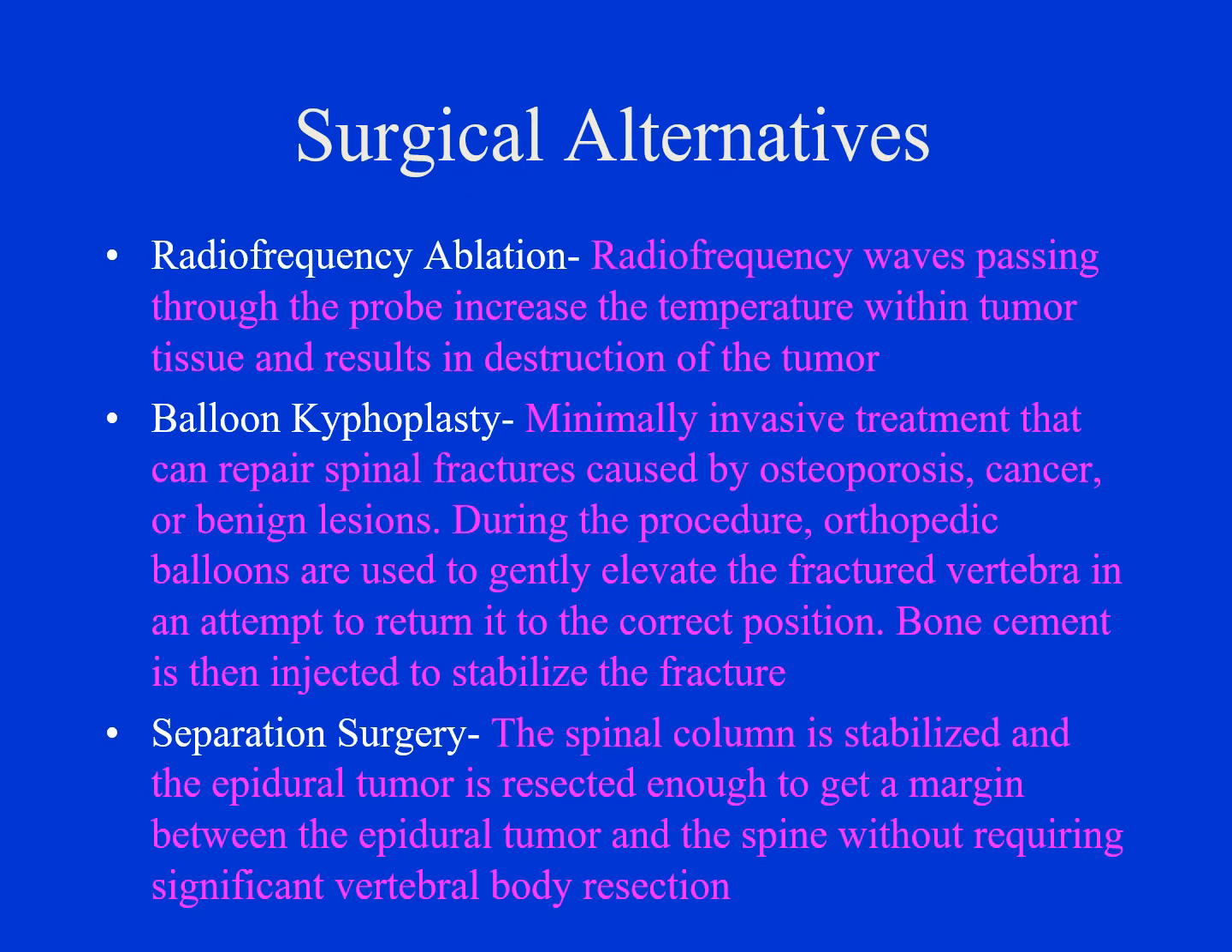So there are various different surgical alternatives. There's radiofrequency ablation, where they use radiofrequency waves to pass through the tumor. There's balloon kyphoplasty, which is a minimally invasive treatment that's done under local anesthesia, which restores the height to the vertebral column. There's separation surgery, where the spinal column is stabilized and the epidural tumor is resected just enough to restore the white lines on either side of the spinal cord on an MRI, which allows the patient to undergo stereotactic radiation therapy, which is more specific and less toxic.